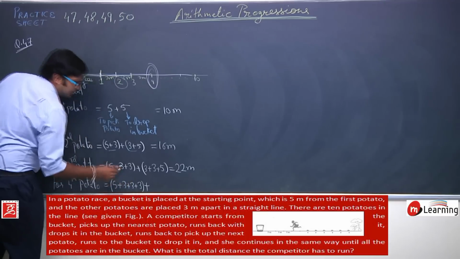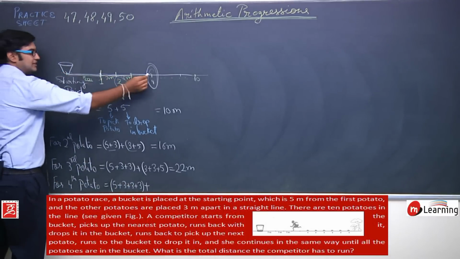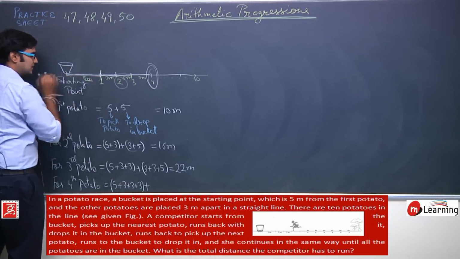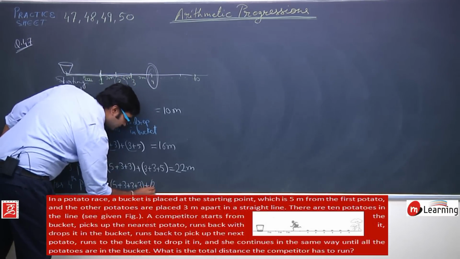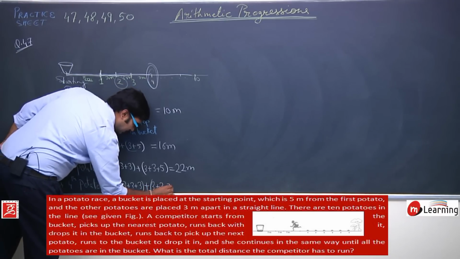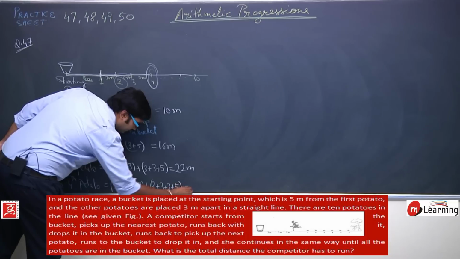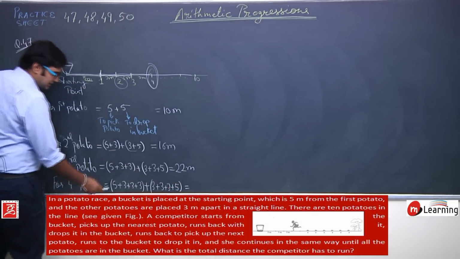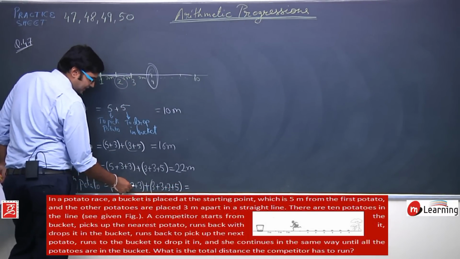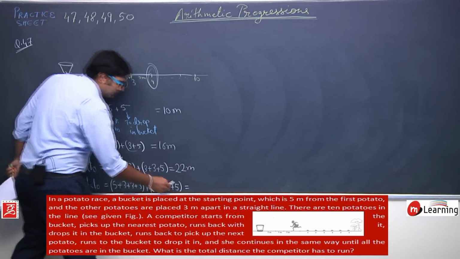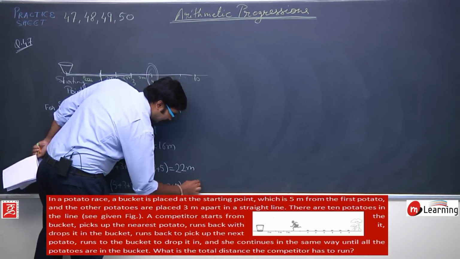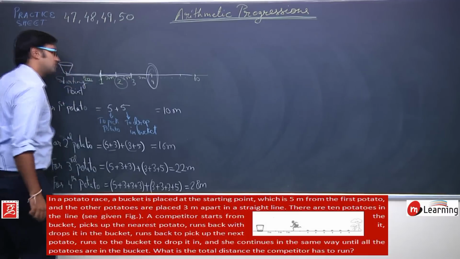Okay, and then to put this potato inside the bucket she needs to run 3 plus 3 plus 3 plus 5. So 3 plus 3 plus 3 plus 5. So how much is the total distance? This is 5 plus 3 is 8, 8 and 6 is 14. So 14 plus 14 is 28 meters.